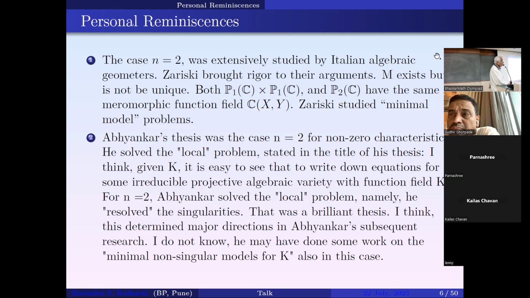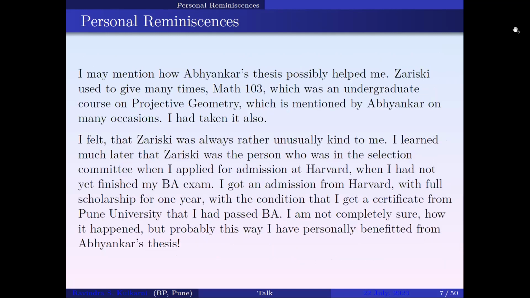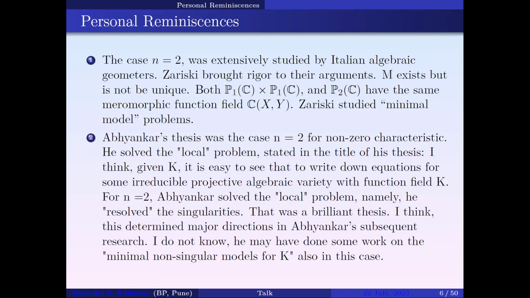There is then the study of minimal models problems: there are at least these two examples for just k(x,y), and what are some other models which will have the same function field, and this is just for the purely transcendental extension, and some other things. So Abhyankar's thesis was the case n equals 2 for non-zero characteristic.